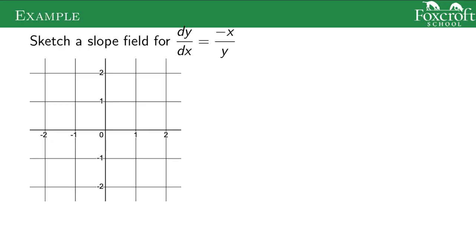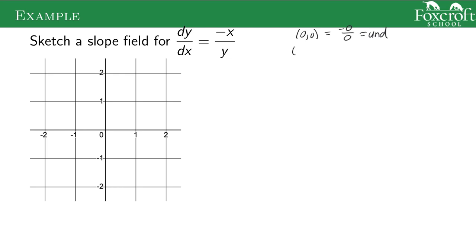Alright, so we have the differential equation dy/dx equals negative x over y. And we have about 25 points to do, so we're going to have to use some help to make it go a little bit faster. For every single one of these points, we want to plug in the x value and the y value to get our slope. So let's start with 0, 0. If I plug in 0, 0, I get negative 0 over 0, and that is undefined. I definitely don't know which direction it's going to go, so that one I'm just going to leave.